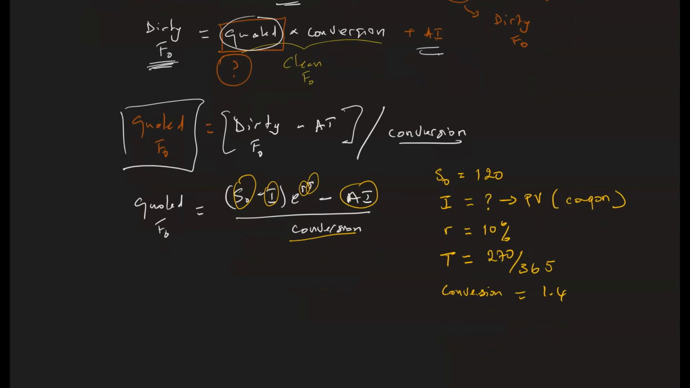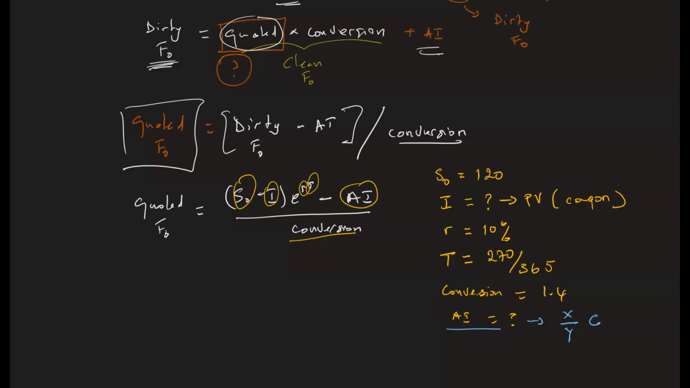Finally, we need accrued interest, and we don't have the accrued interest. However, we know that the accrued interest is computed as x divided by y multiplied by our coupon payment for the period. And that's what we know.